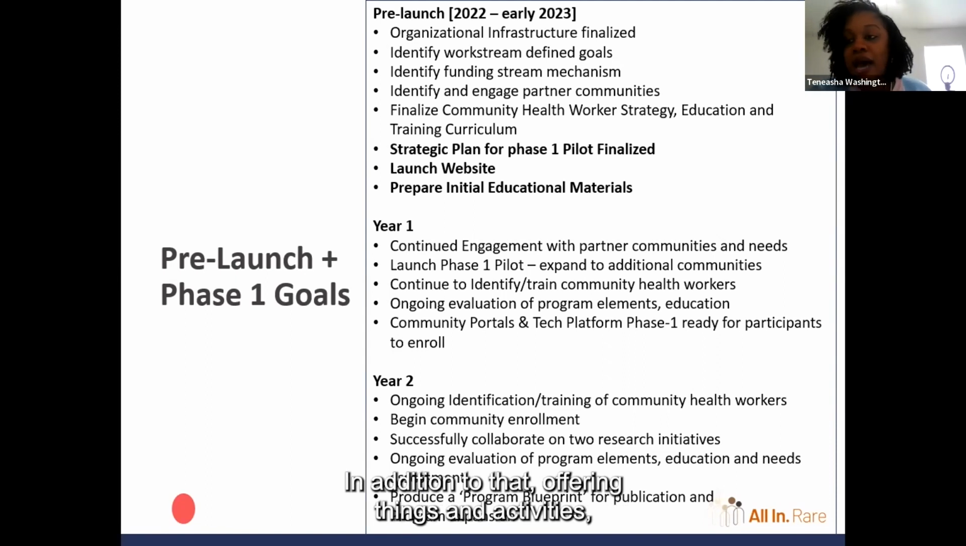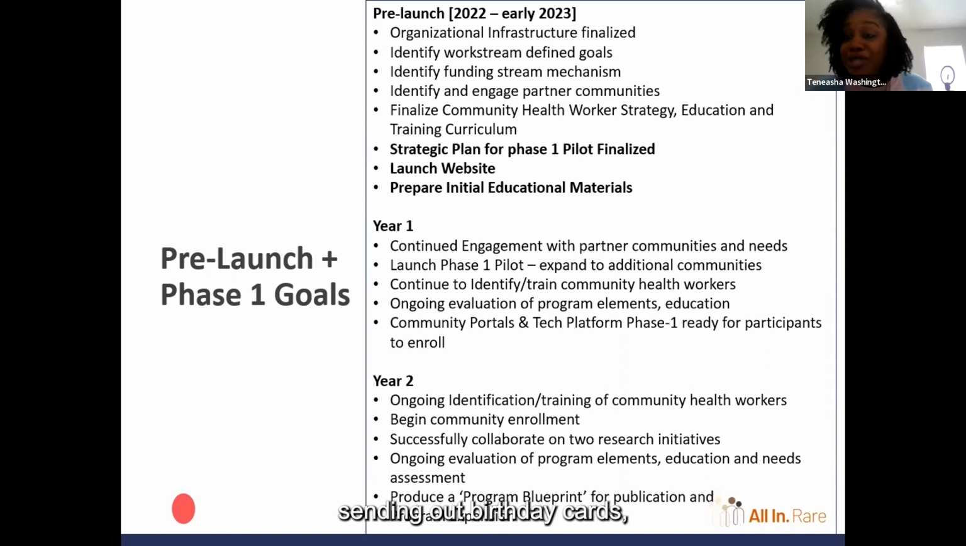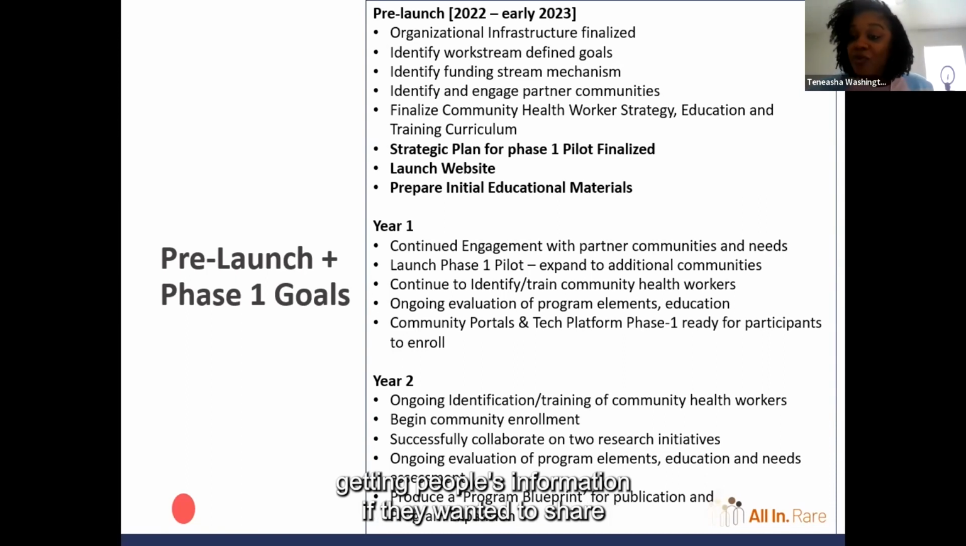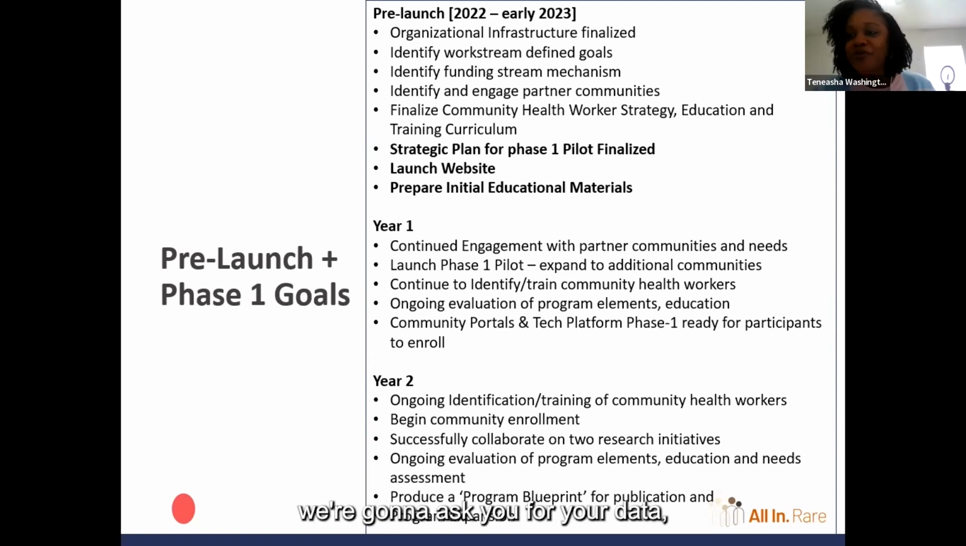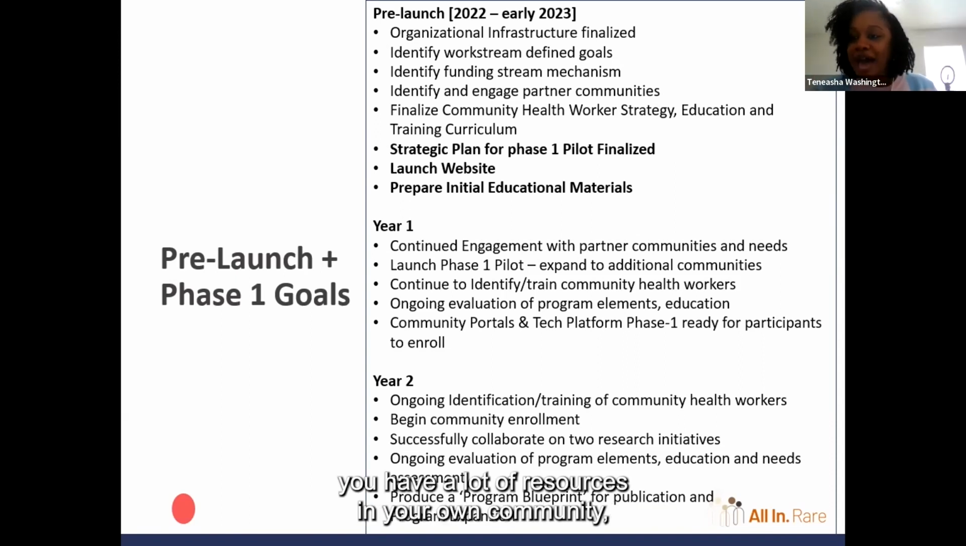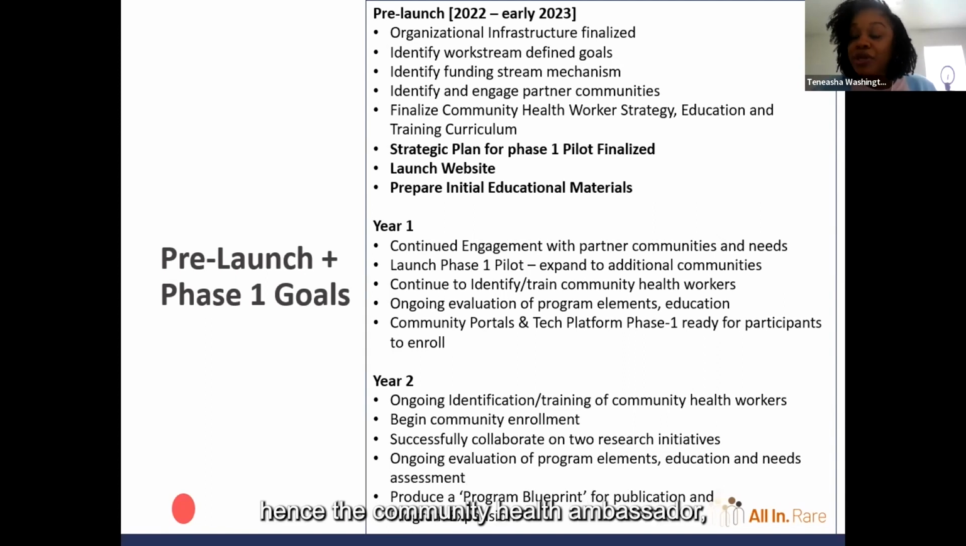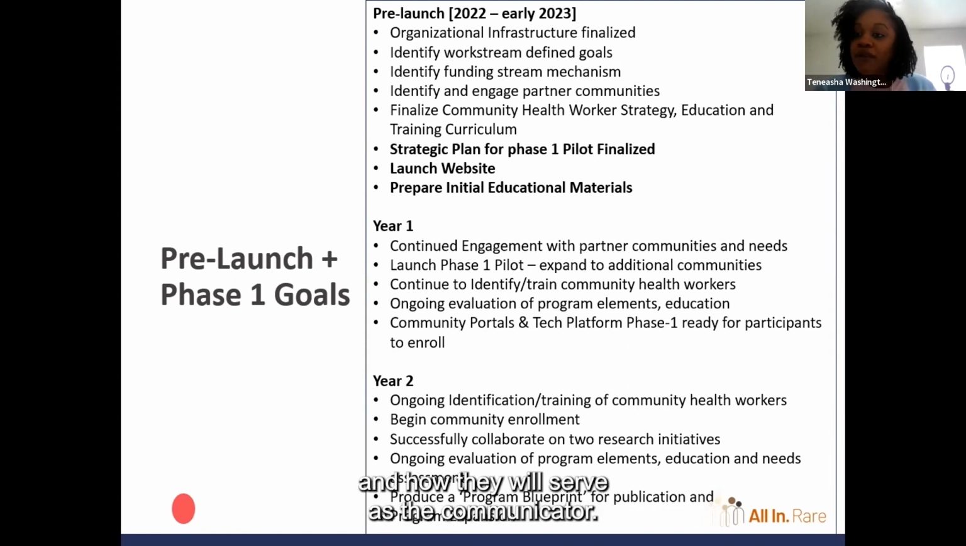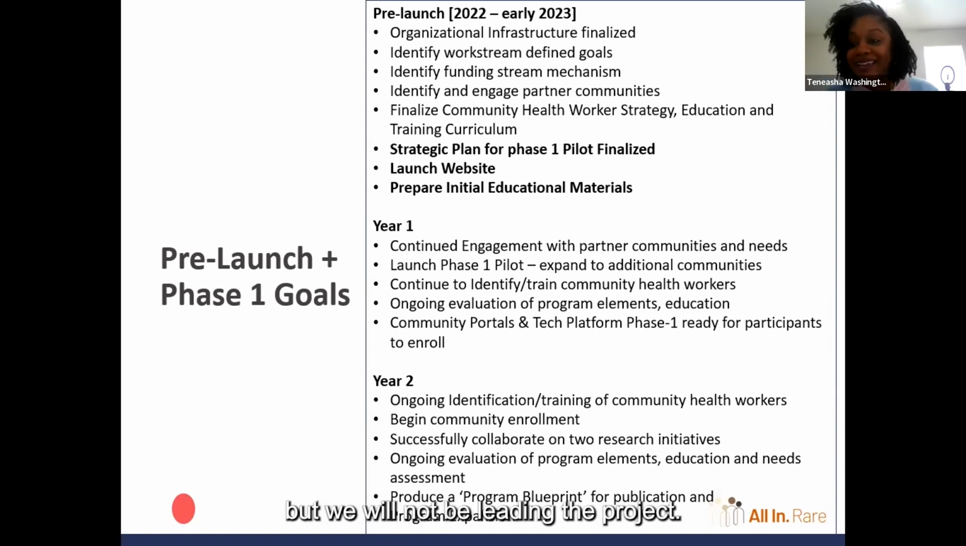In addition to that, offering things and activities, sending out birthday cards, getting people's information if they wanted to share so that we can engage them throughout this time. Maybe a birthday's coming up, creating newsletters, but not coming in with this idea of within a month, we're going to ask you for your data and you need to put it in our system. But coming out with the sincere, hey, we are here, not just to help, because you don't just need our help. You have a lot of resources in your own community, hence the community health ambassador and how they will serve as the communicator. Yes, we are here as a support, but we will not be leading the project.